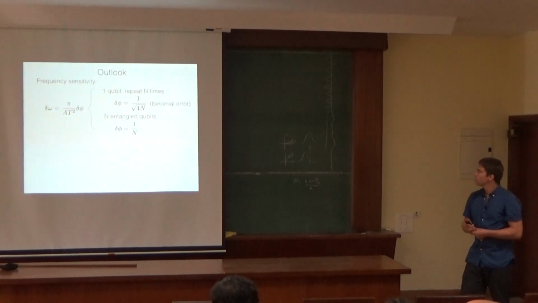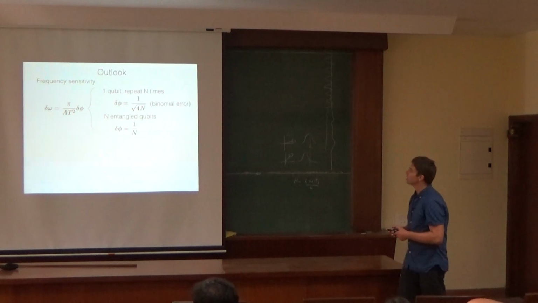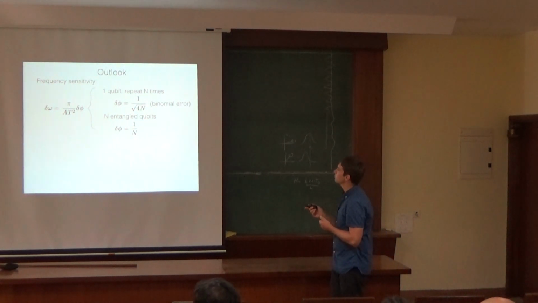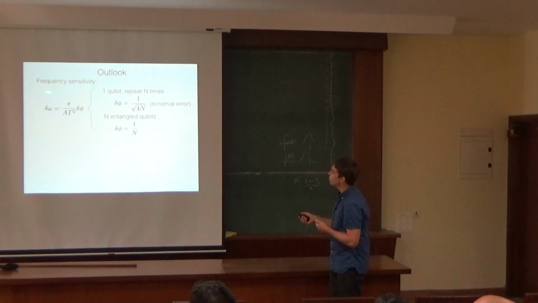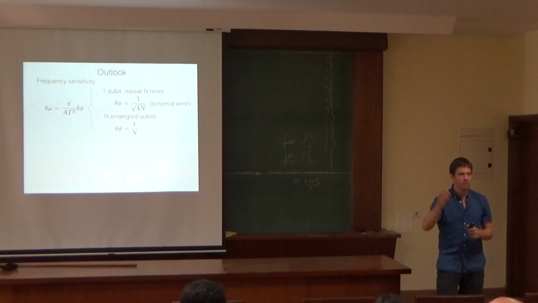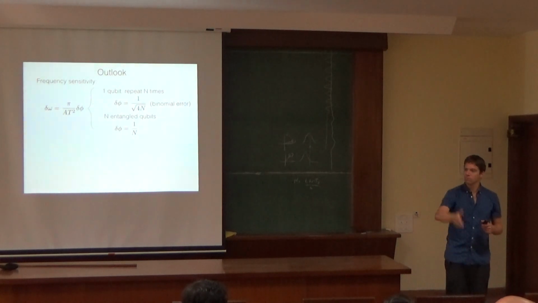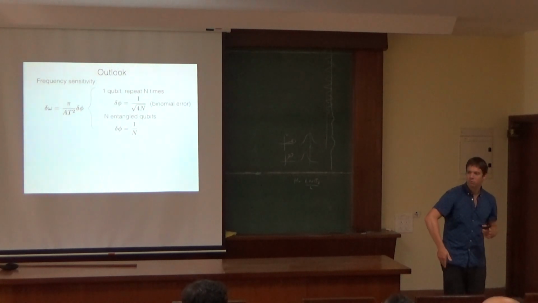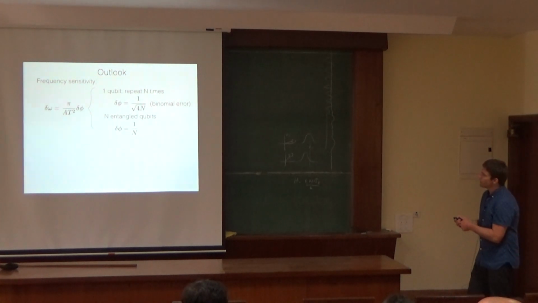OK, so just as kind of an outlook, frequency sensitivity, the ultimate sensitivity, it turns out these are all the prefactors. It goes like pi over a times t squared times the phase uncertainty. We have to measure the phase of the qubit, and the way we do it is by projecting onto the z-axis, or rotating to the z-axis and measuring. And so in that case, our phase uncertainty decreases like 1 over the square root of 4n. It's just a binomial error.